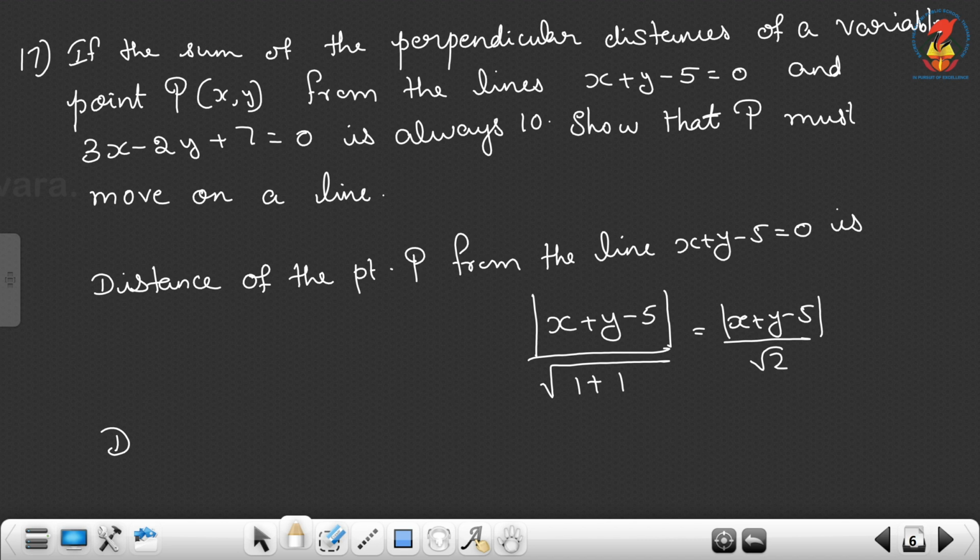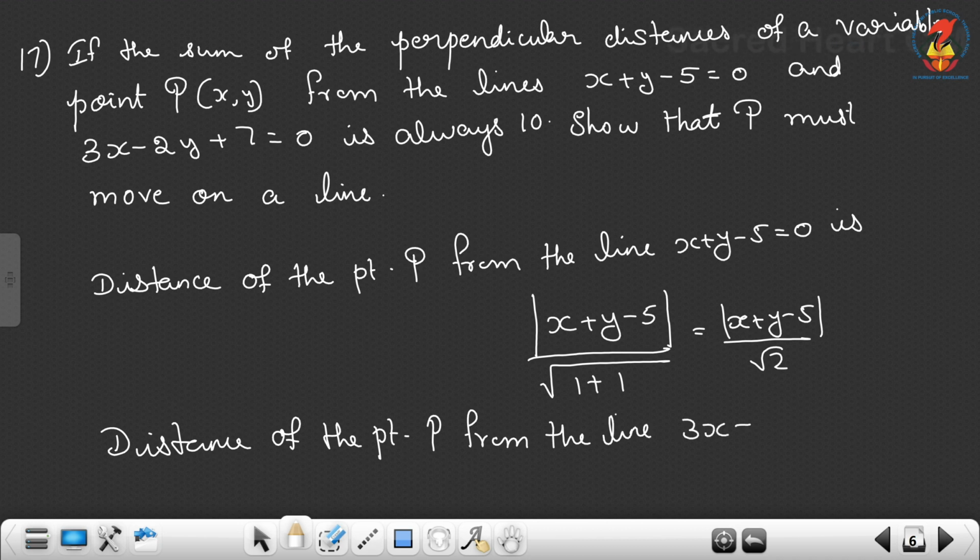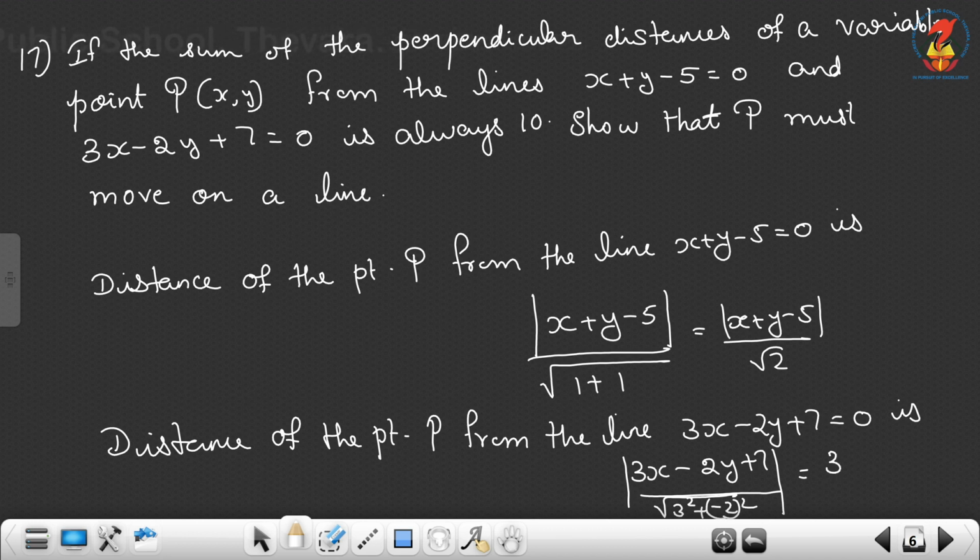The same way, what is the distance of the point from the second line? Distance of the point P from the line which is the second line, 3x minus 2y plus 7 is equal to 0, is modulus. Here also x itself, y itself by root of 3 square plus minus 2 square. So 9 plus 4 is 13. So root of 13. Now what is given?